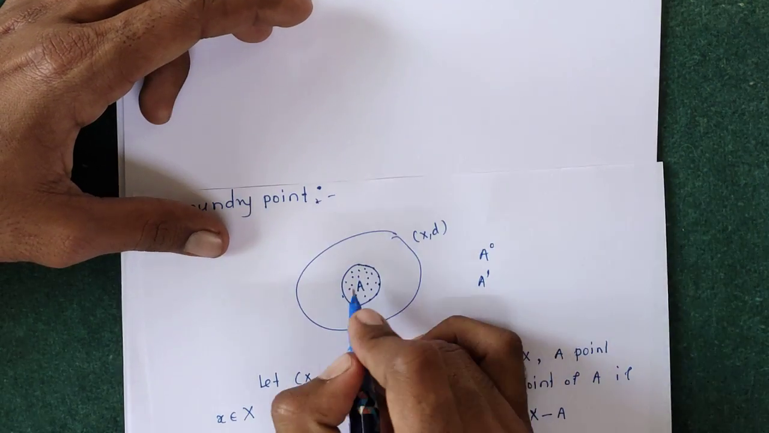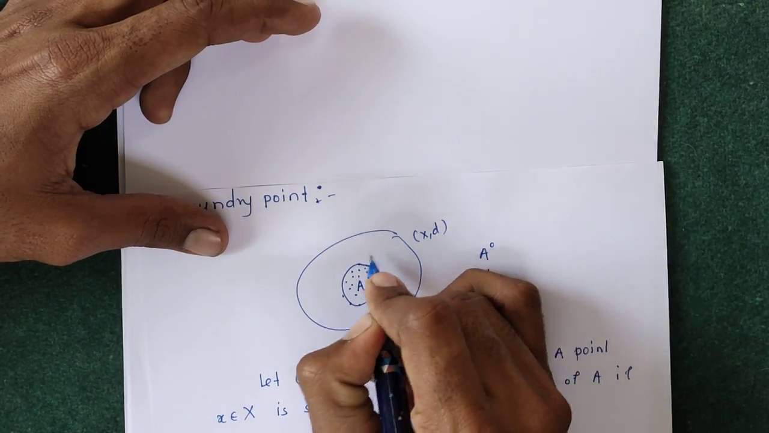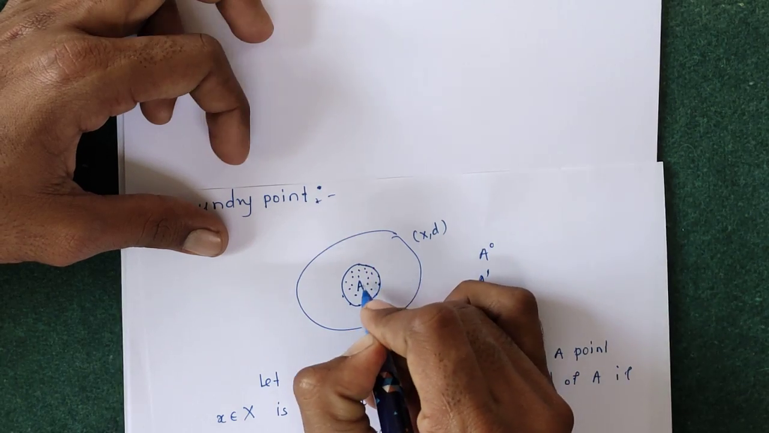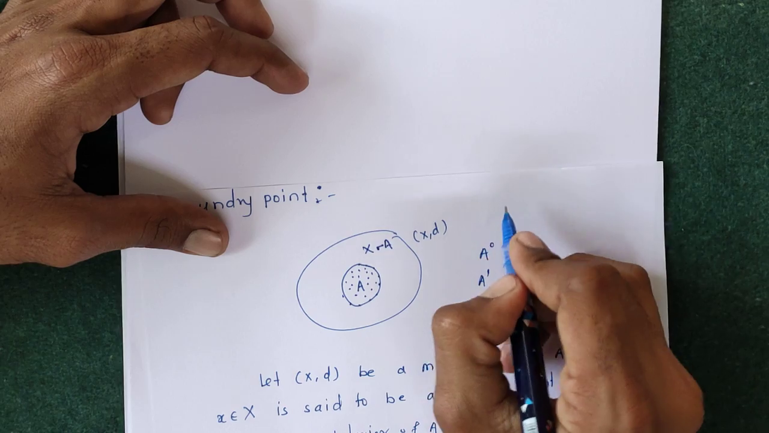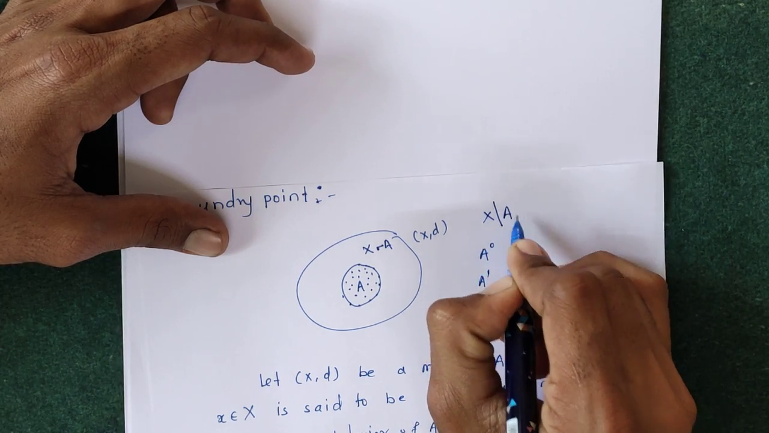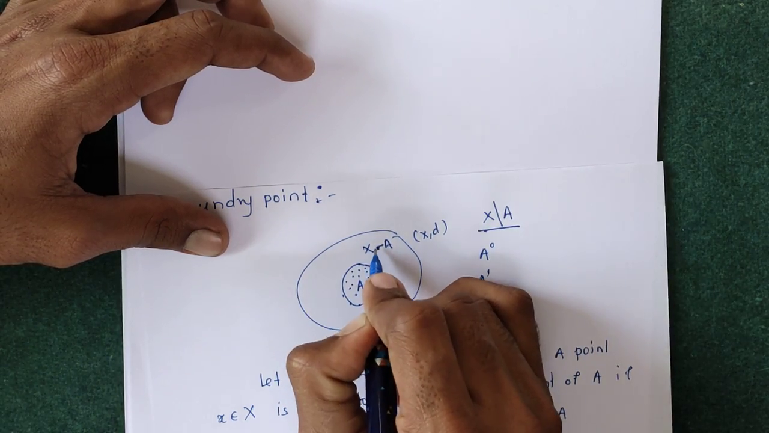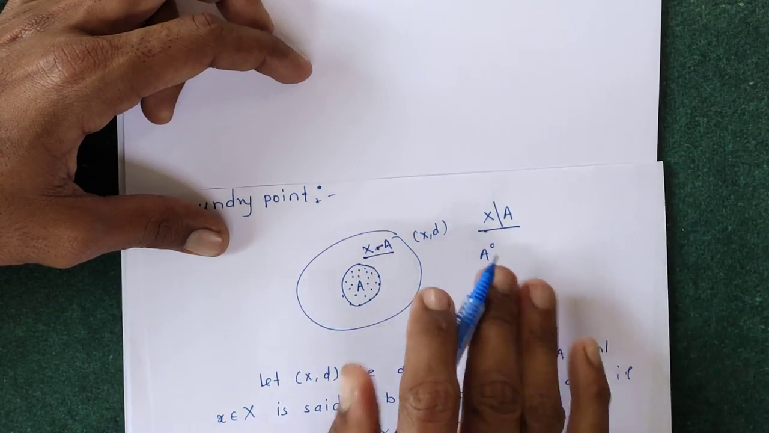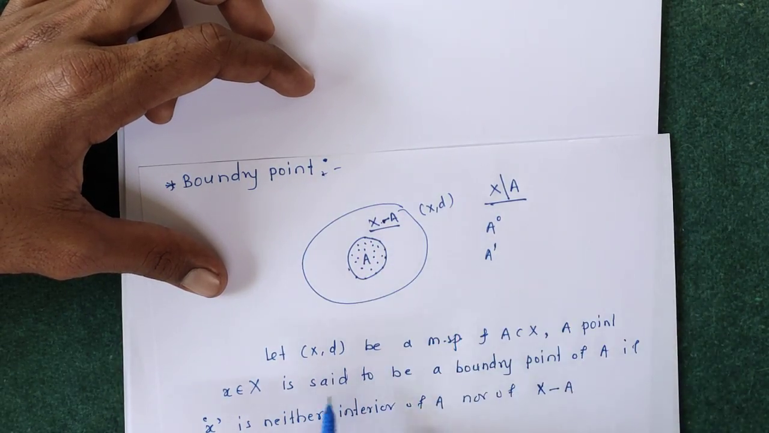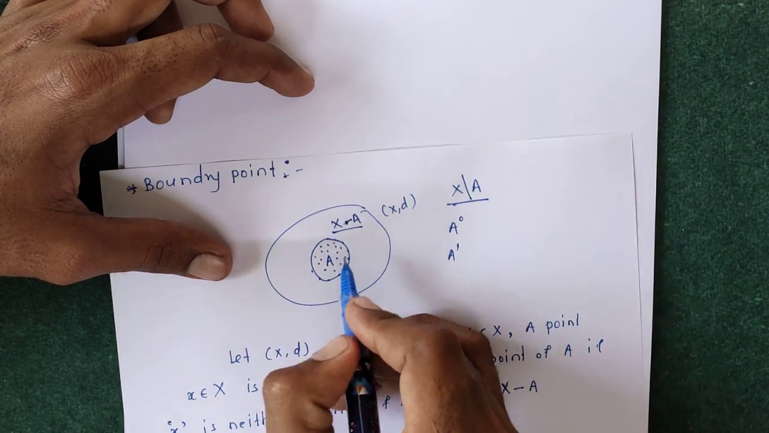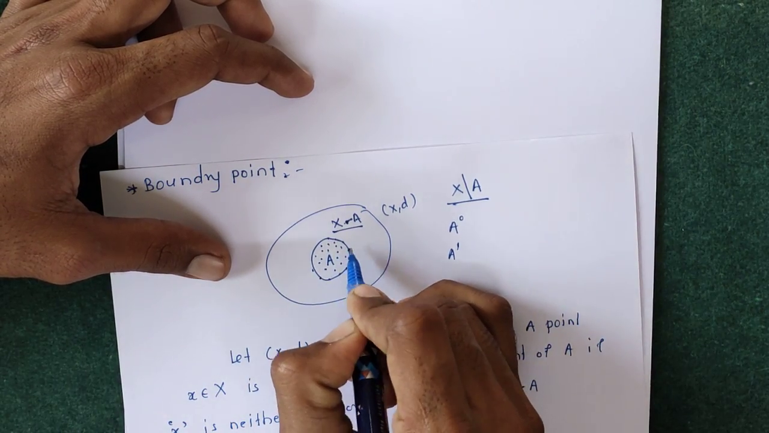So this is set A and this is the set X minus A. If you subtract A from the whole metric space, then this is the set X minus A. X minus A is sometimes denoted by this notation, and we can write X minus A in this form again. So here this is X minus A and this is A. So x is said to be a boundary point of A. We know that the boundary points means these points.